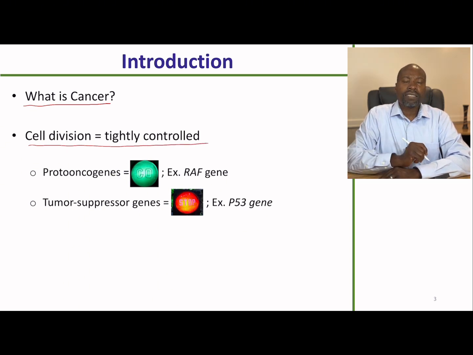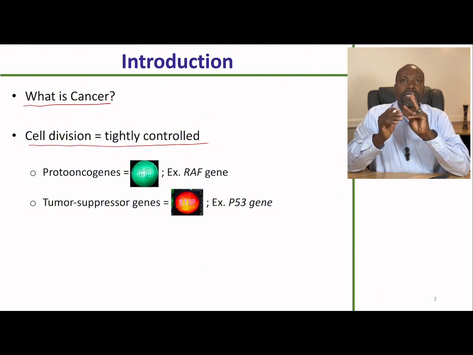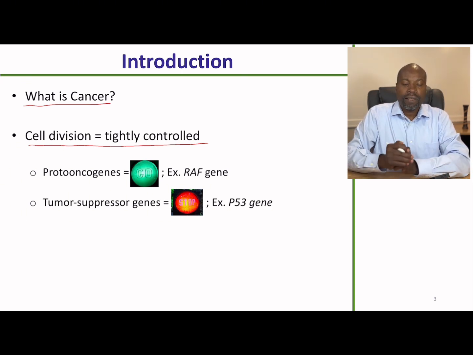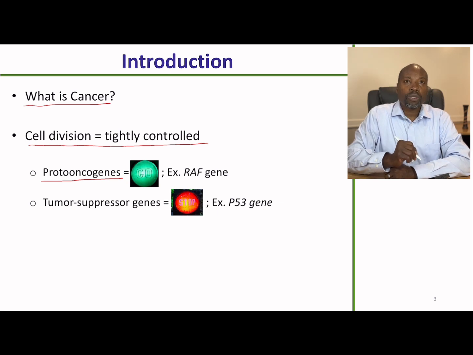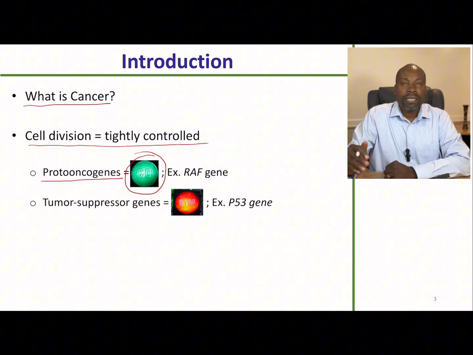Now the question is, what controls the cell cycle? There are really three major aspects in the control of the cell cycle. We have genes whose job, when expressed, is to stimulate the cell cycle to go on. These are proto-oncogenes. The job of proto-oncogenes is to activate the cell cycle, to stimulate the cell cycle.